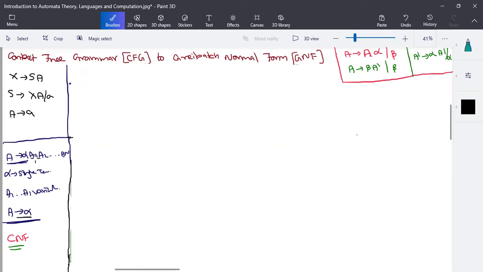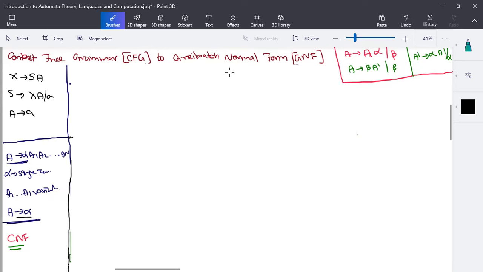So here, this is the example that we have taken right now. So in this example, you have the production of the form: a variable tends to two variables, or a variable tends to a single terminal symbol. So it is there in the general format. So what is the first step in converting? This is in your CNF structure, so it is ready to be converted to GNF structure.